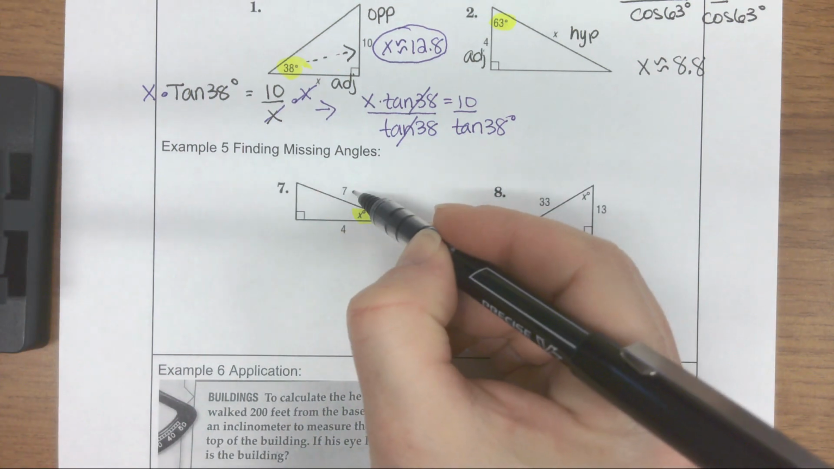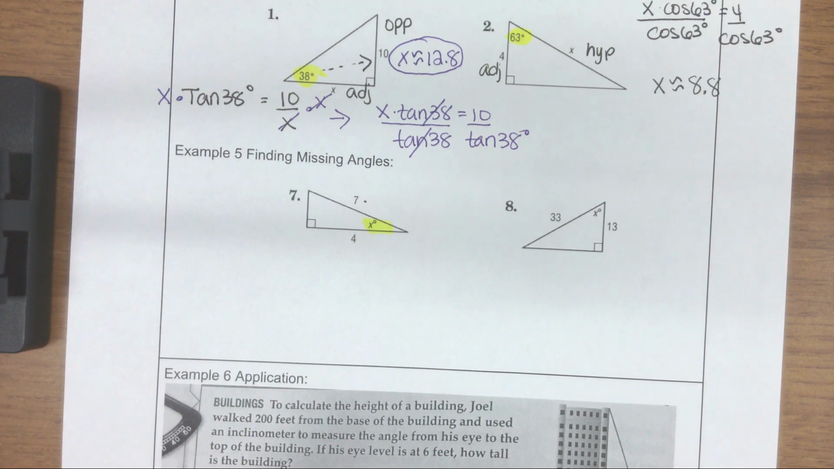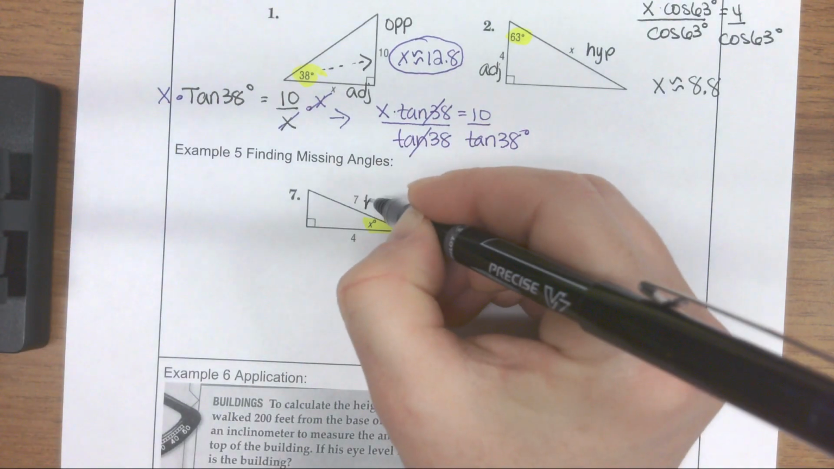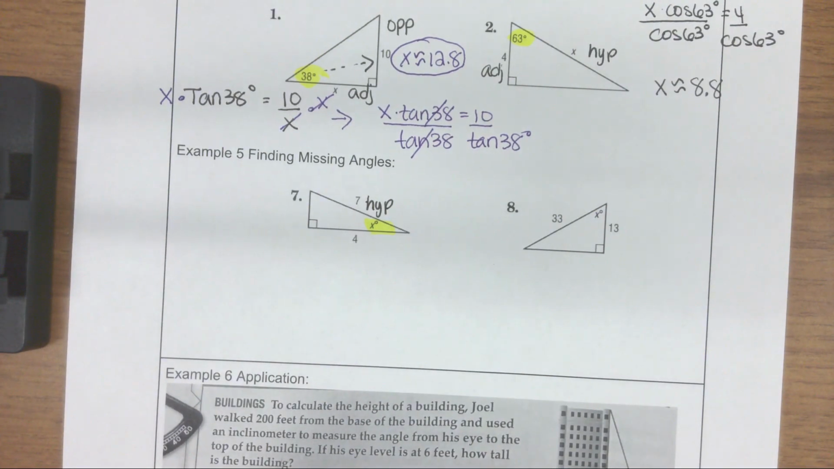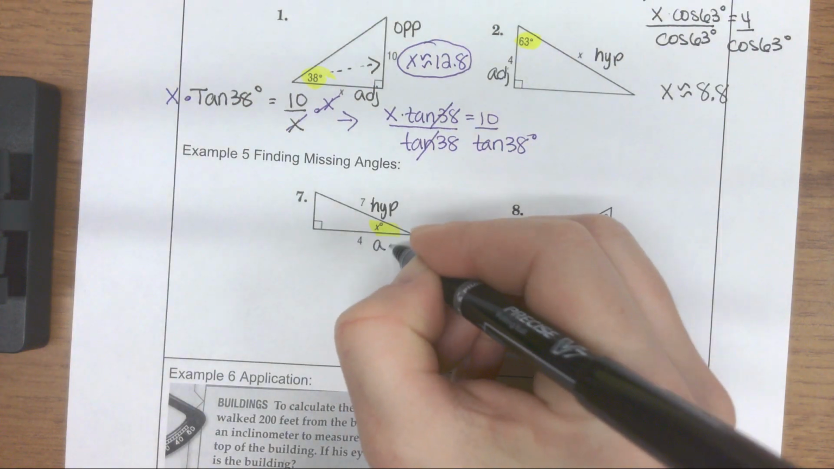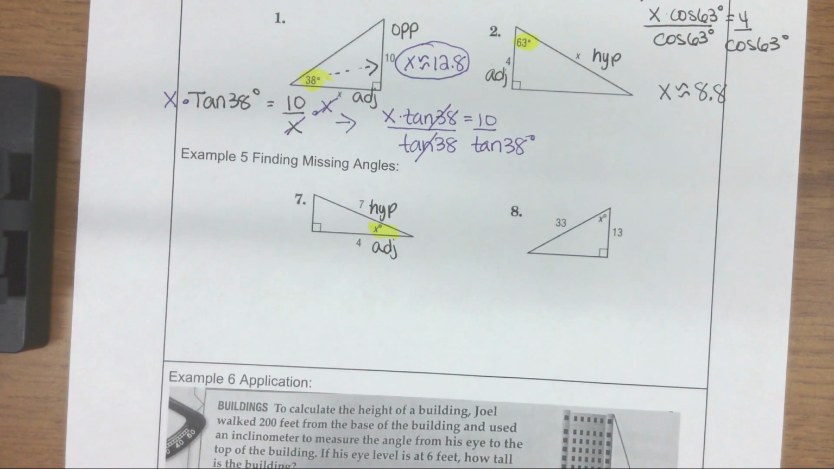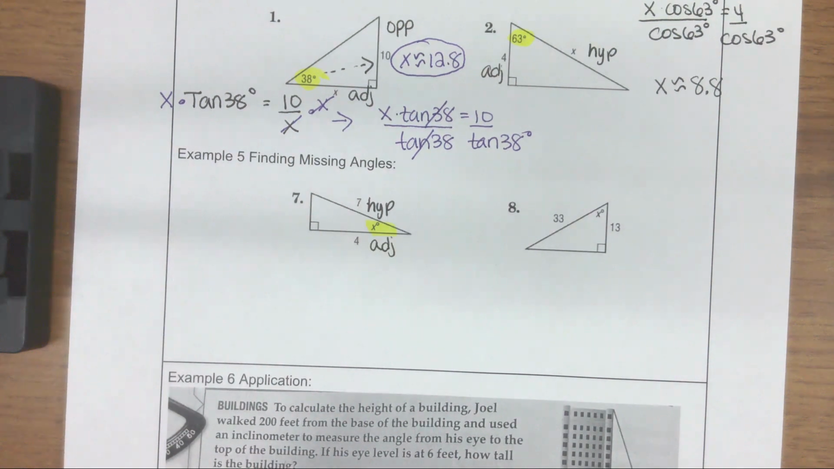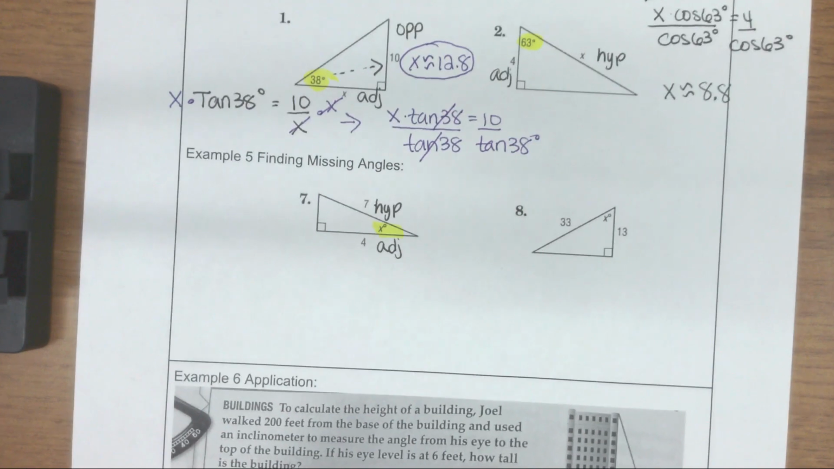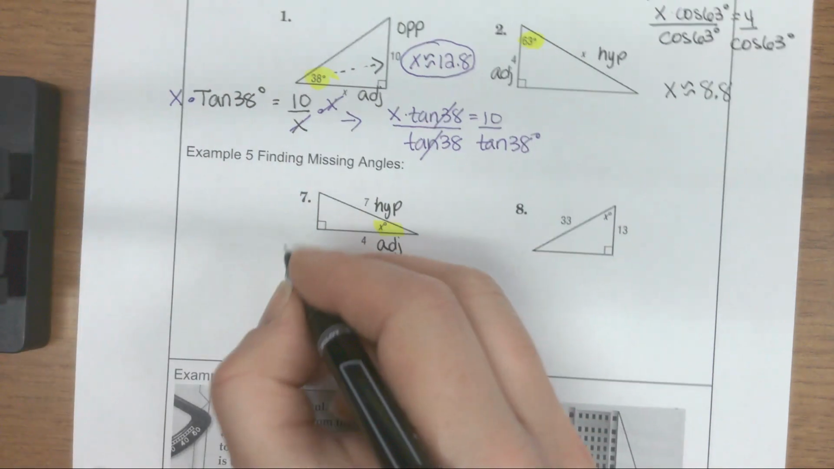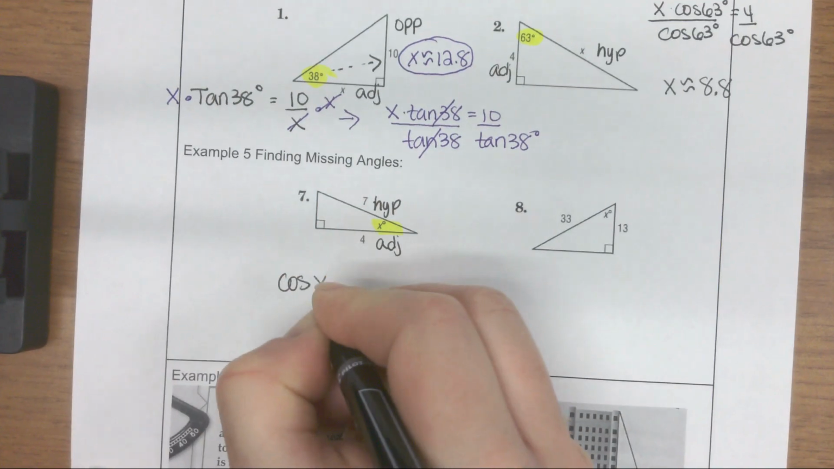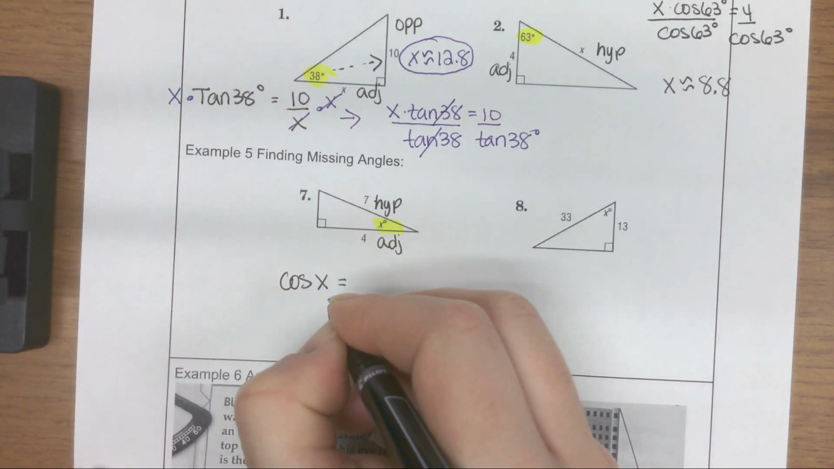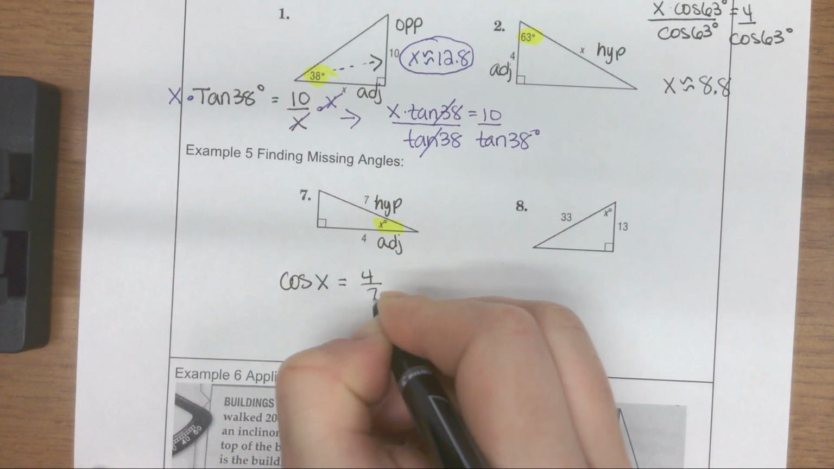What's the 7 in the triangle? What piece is that? Good. And the 4 is the adjacent. Okay. So we're going to use the cosine because cosine involves adjacent over hypotenuse. There are these inverse functions that I'm going to show you. So now I have the cosine of x equals 4 over 7.